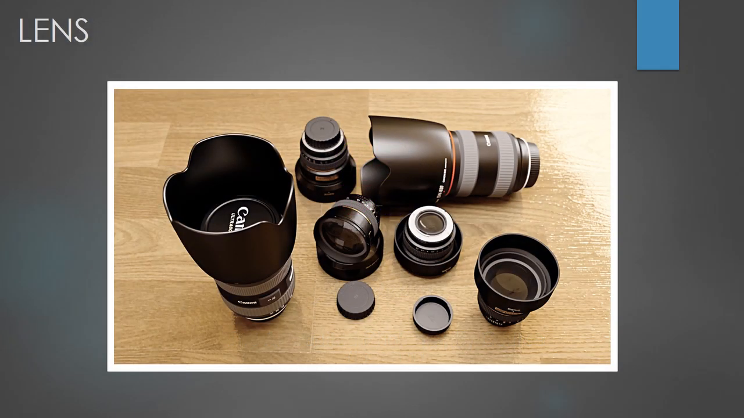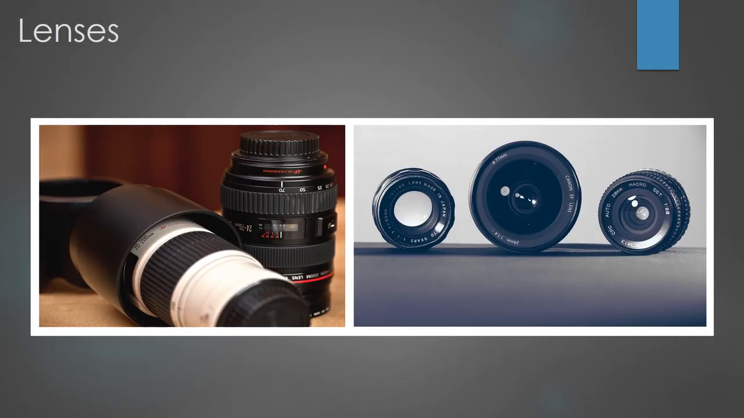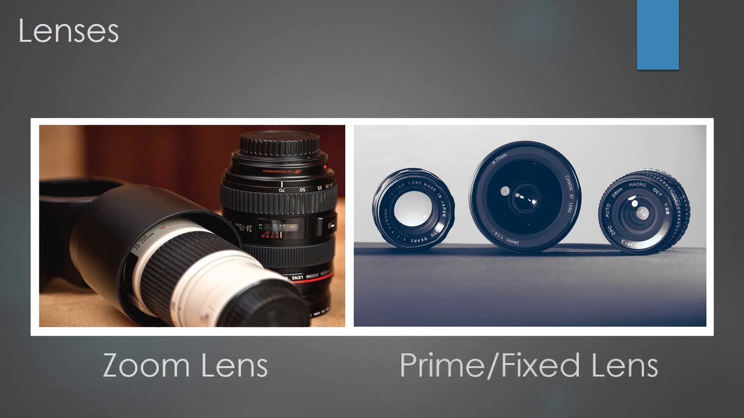Now let's talk about lenses. You might be confused because a lot of people say different lenses: wide angle lens, fisheye lens, telephoto lens, macro lens, and then you go, which one do I need? Let me make it very simple for you. You have two kinds of lenses. You have a zoom lens and then you have a prime lens, also called a fixed lens.